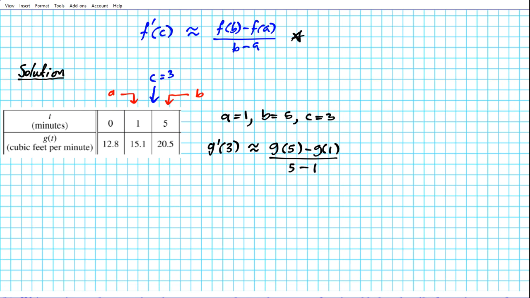We're using this formula here, we're just using g instead of f, okay? Alright, so what is g of 5? g of 5 is 20.5, so 20.5 minus g of 1, which is 15.1, divided by 5 minus 1, which is 4. This is a calculator active portion, so you can just plug it in your calculator and you get 1.35. Okay? We're also asked to state the meaning of the fact that the derivative is 1.35.